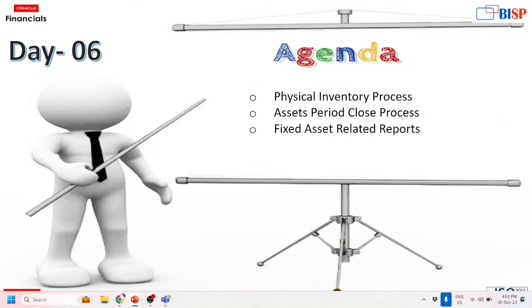So the physical inventory process is the first agenda of today's webinar. Then we will go with the period closure process. We will understand the period closure process in the fixed assets, and then we will view the related reports, the fixed assets reports, various reports, transactional as well as mass copying reports, reconciliation reports. All those reports we will view, the seeded reports which Oracle provides. So moving to the next slide.